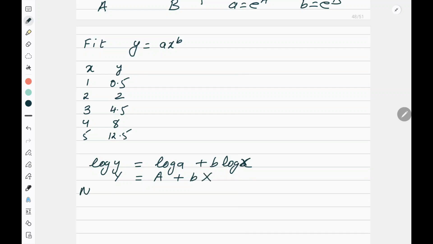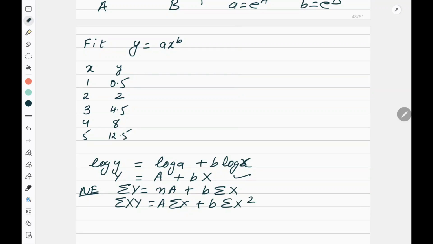Now I will write down its normal equation. So summation capital Y is equal to nA plus b summation capital X. Now multiply this equation by capital X and take summation. So summation XY is equal to A summation X plus b summation X square. Now, as per the normal equation, I should frame the table.